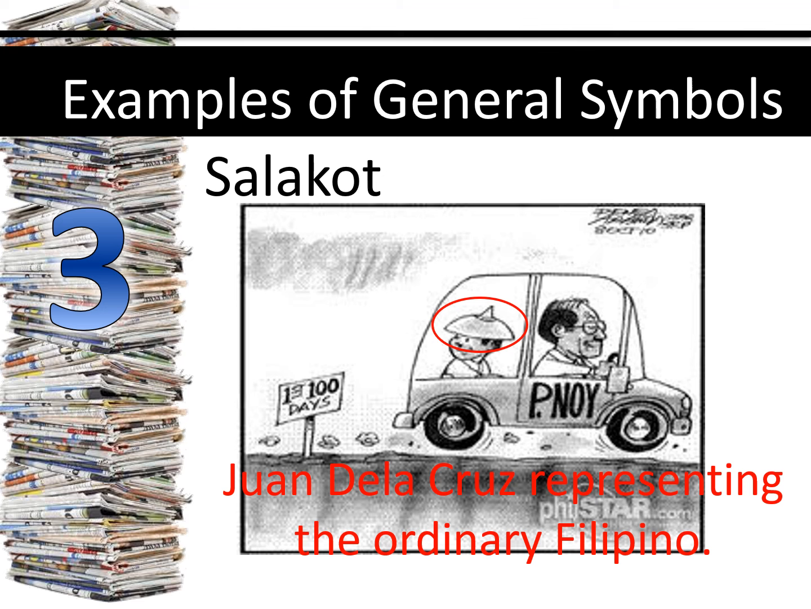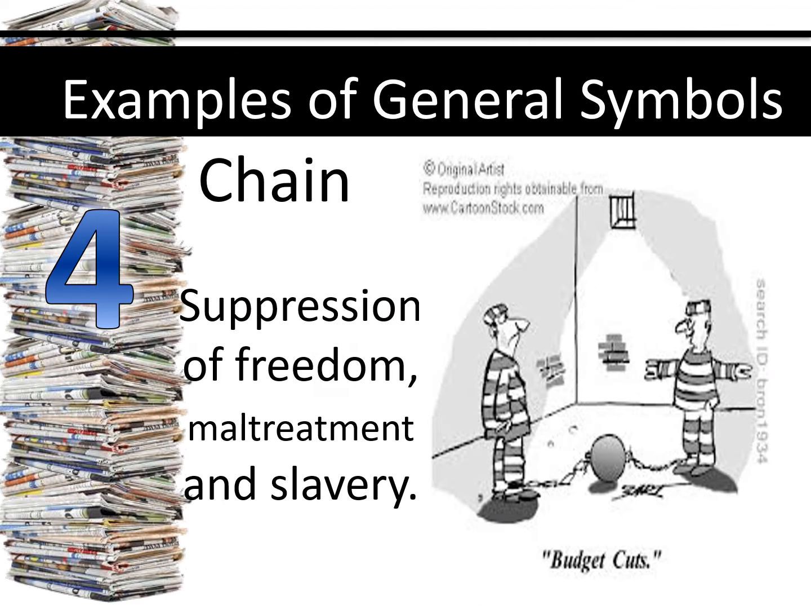When you draw somebody wearing a salakot, that means that is the ordinary Filipino. That's called Juan de la Cruz. The salakot, that's our hat for Filipinos. And you don't really have to label Pinoy or Filipino anymore when somebody that you draw already wears the salakot. Otherwise, that would be redundant. Chain, cadena, that means slavery, maltreatment, suppression of freedom, meaning you are not free.